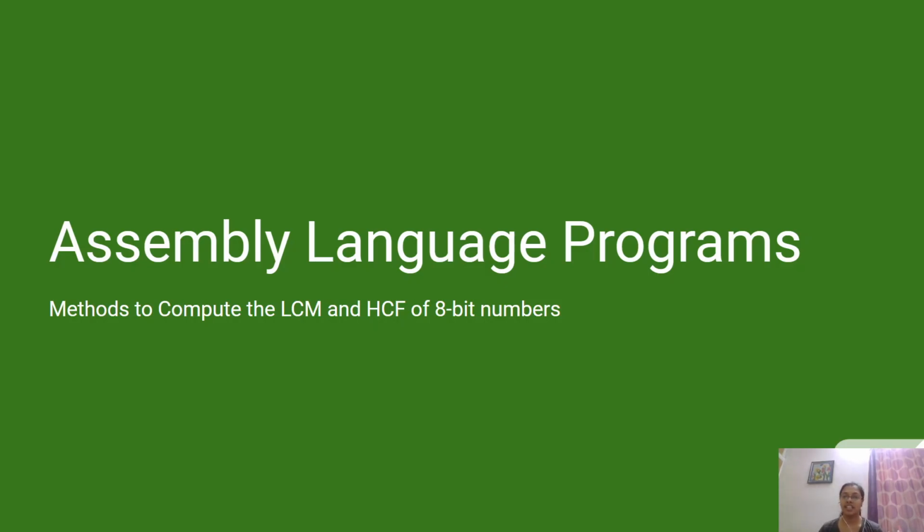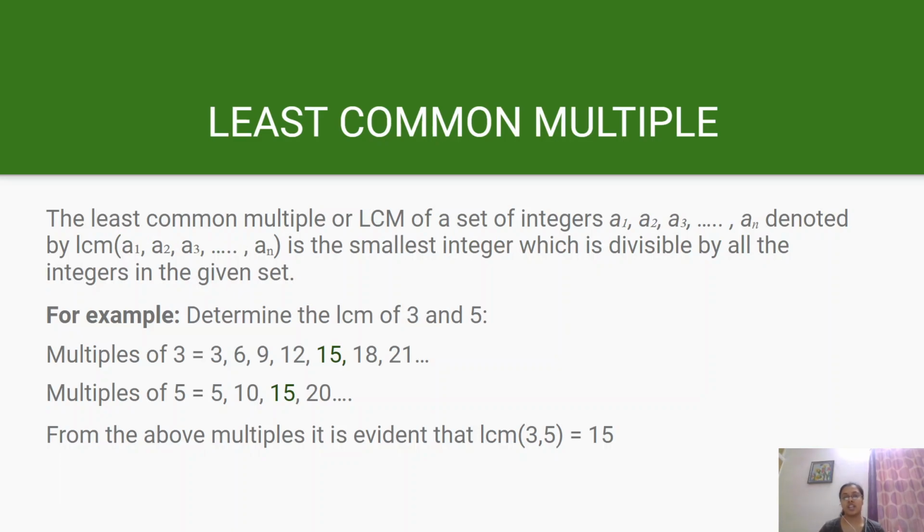Of 8-bit integers using assembly language programming. So first we will discuss what LCM is. LCM is the least common multiple of a set of integers a1, a2 till an, and it is basically the smallest integer which is divisible by all the integers in the given set.